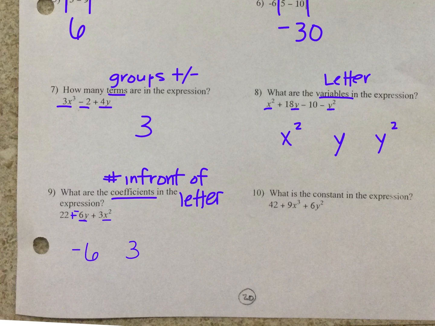Constants are just straight up numbers, old school numbers. Right there's your constant, 42. All right, flip over to the back for me.